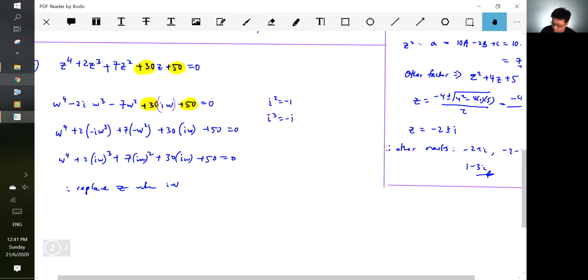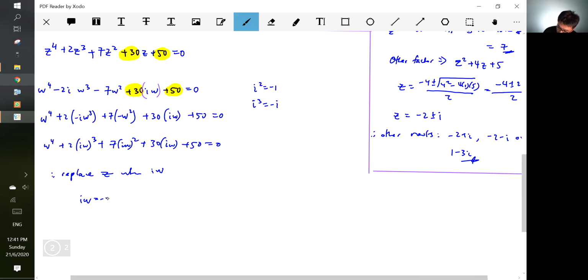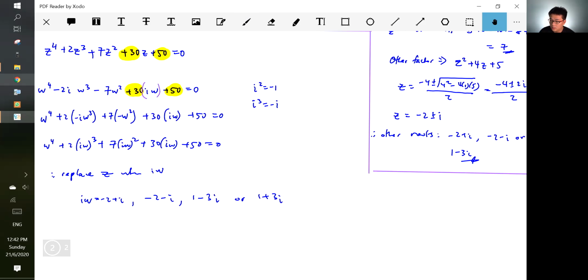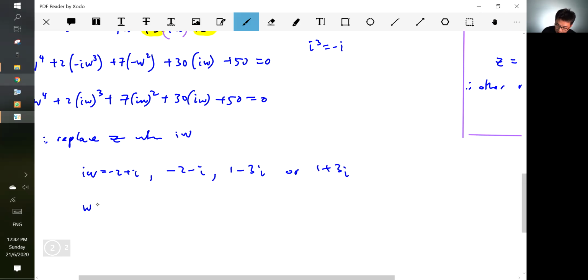And basically, you just need to solve iW equals to minus the previous answer, 1 minus 3i, 1 plus 3i. Okay, that's about it lah. Okay, so from here, we are just going to get W equals to minus 2i plus i over i. Can cancel the i. It's 2 over i minus i over i, 1 over i minus 3i over i, 1 over i plus 3i over i.